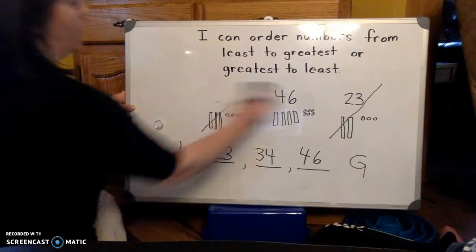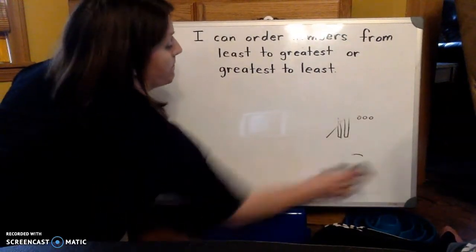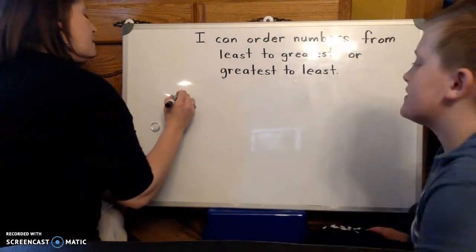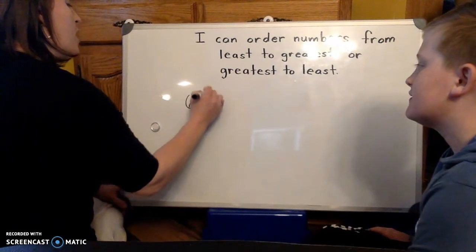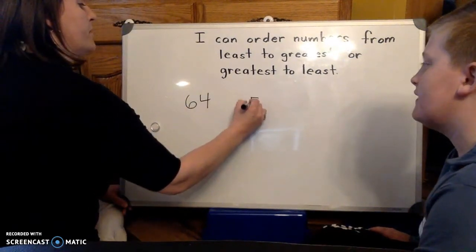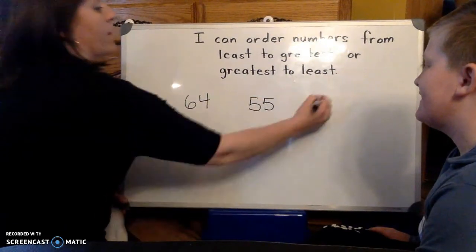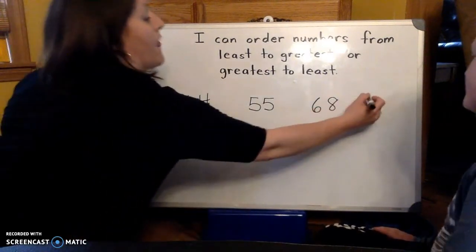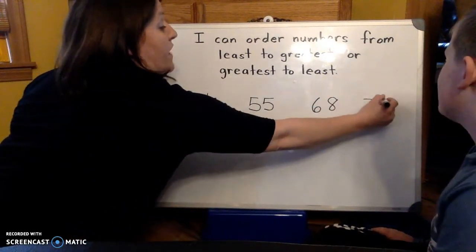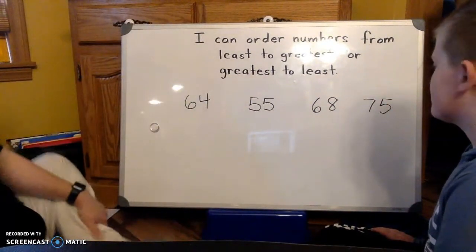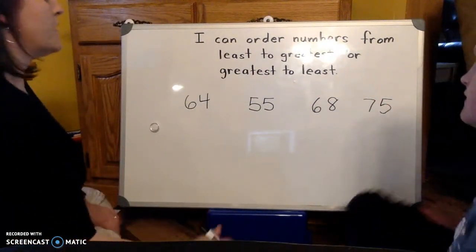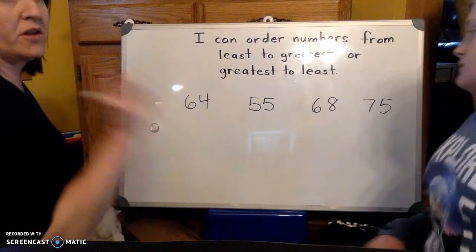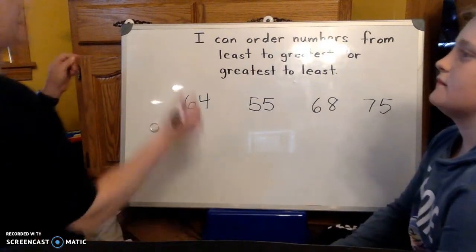All right, friends, let's try one more. We're going to try one that has more than that. Let's see. 64. Okay, 64. 55. Okay. And 68. And one more. 75. Okay, so let's take a look at all these numbers. Some kids just look right at those tens and they can tell right away, but we're going to draw them anyway. And I'm going to show you an even quicker way to draw tens.